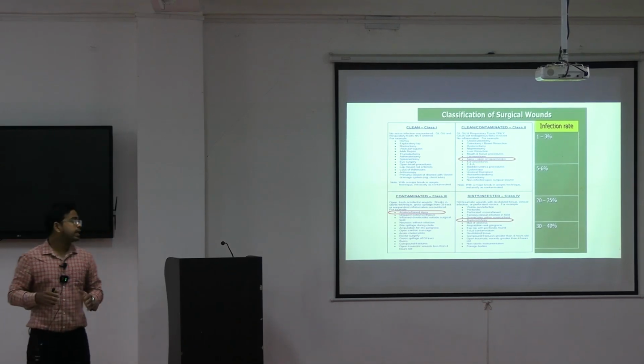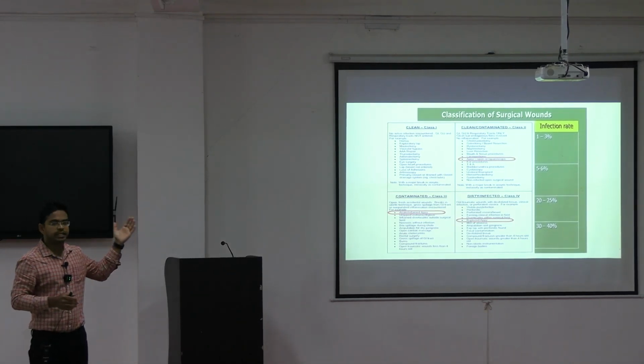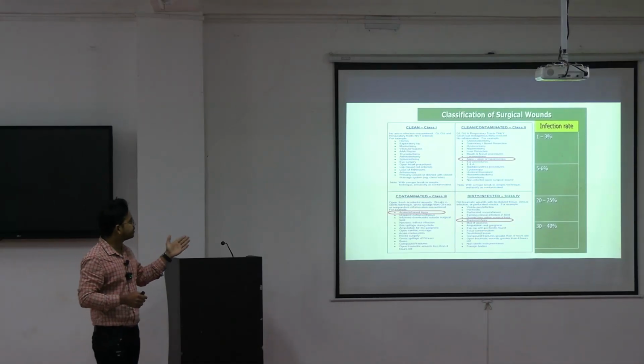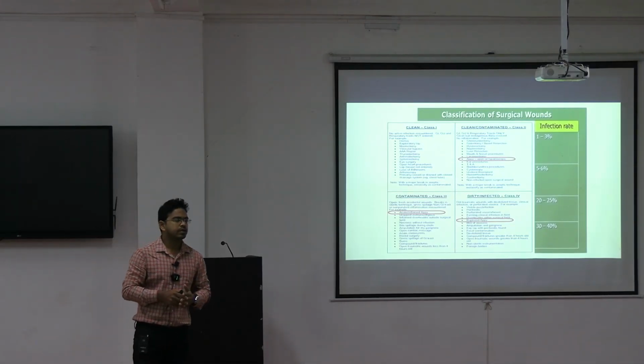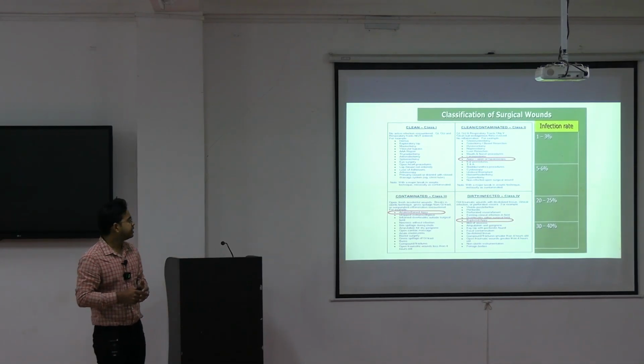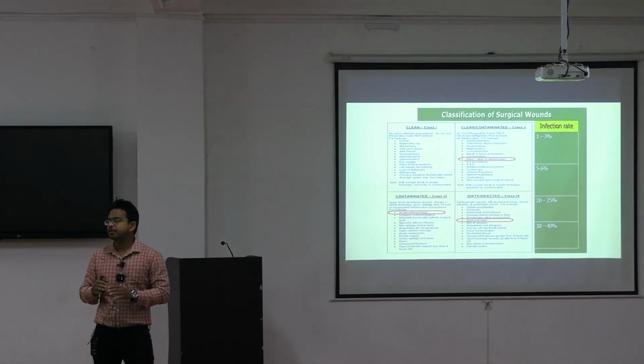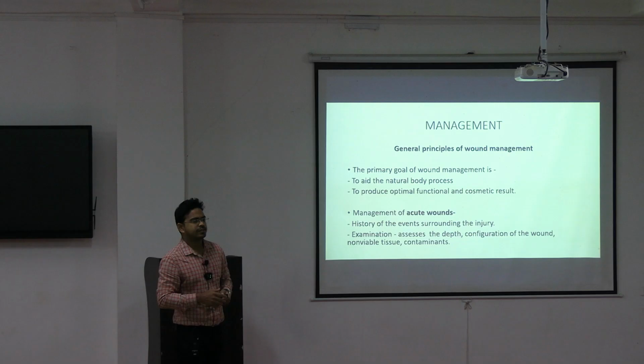Now you have to remember the infection rate in each of these classes. In class 1 it's 1 to 3%. In class 2 it's 5 to 6%. Class 3 it's up to 20%, and class 4 it's up to 40%. So that is the rate of infection that can happen in the wound.